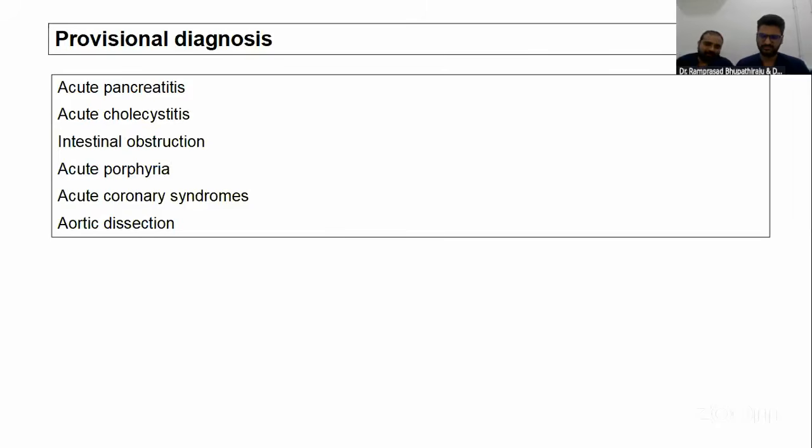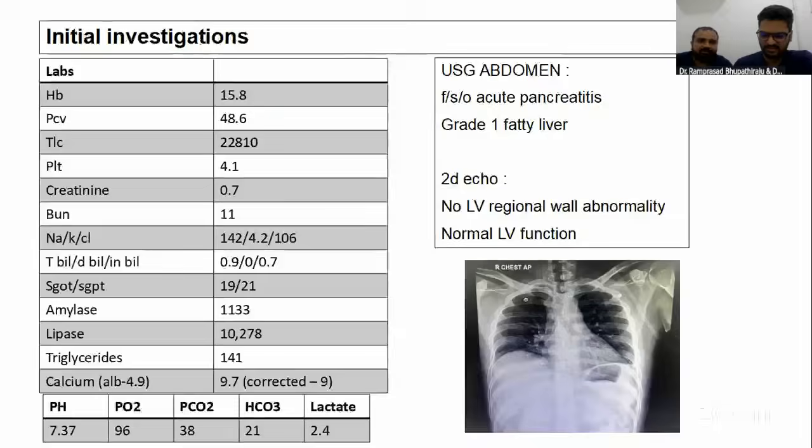Yes, ma'am. From the examination, our provisional diagnosis is acute pancreatitis, acute colitis. We've discussed this already. Next, my friend Ram will take over.